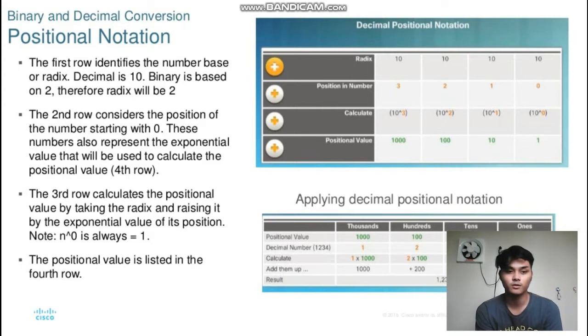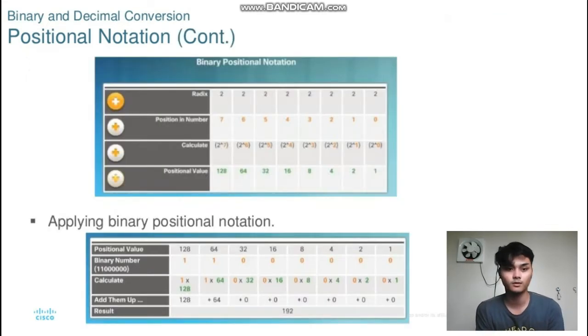The second row considers the position of the number, starting with 0. This number also represents the exponential value that will be used to calculate the positional value. The third row calculates the positional value by taking the radix and raising it to the exponential value of its position. So let's move on.